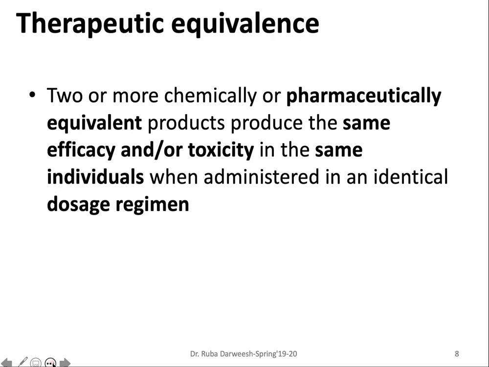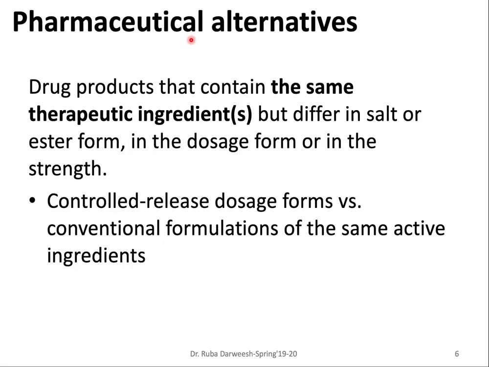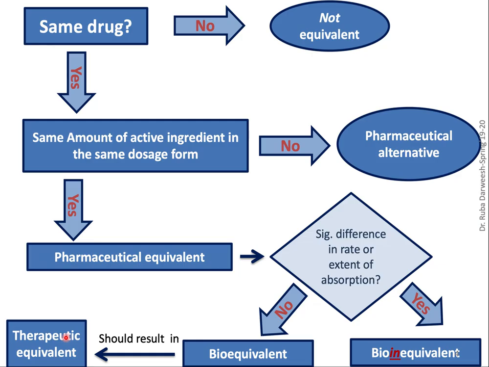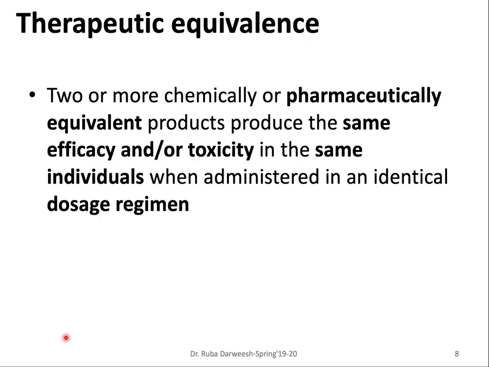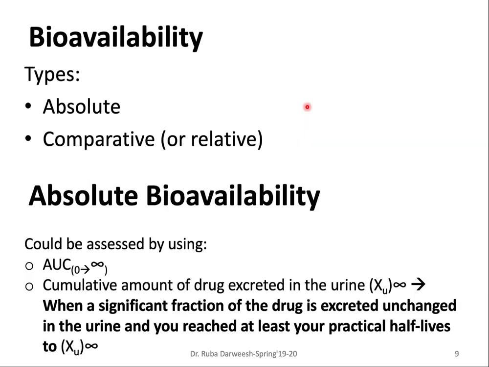When we are talking about therapeutic equivalence, this is the last part of the diagram. It means we are talking about two or more pharmaceutical equivalent products that produce the same efficacy and or toxicity in the same individual when they are administered in the same dosing regimen. So we are talking about the same or similar efficacy or toxicity profiles. They are not significantly different from each other.